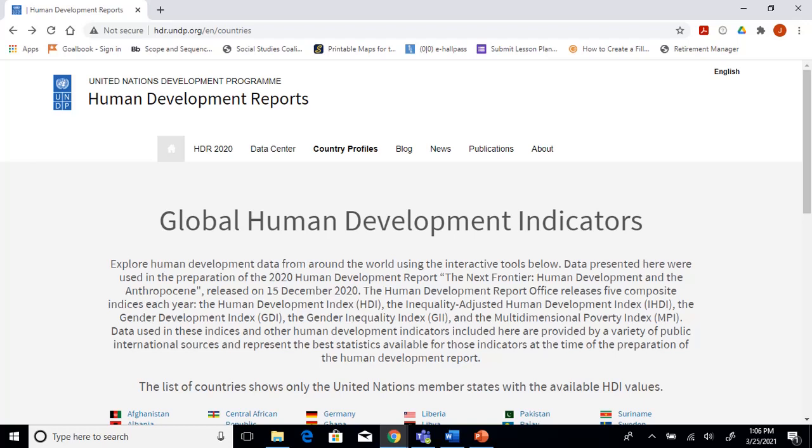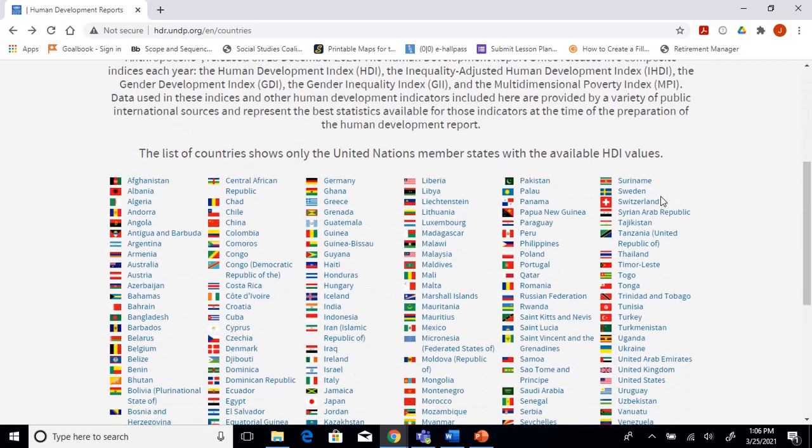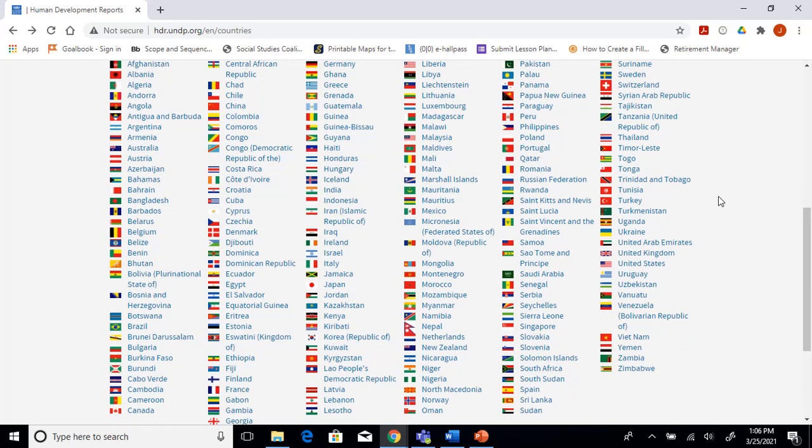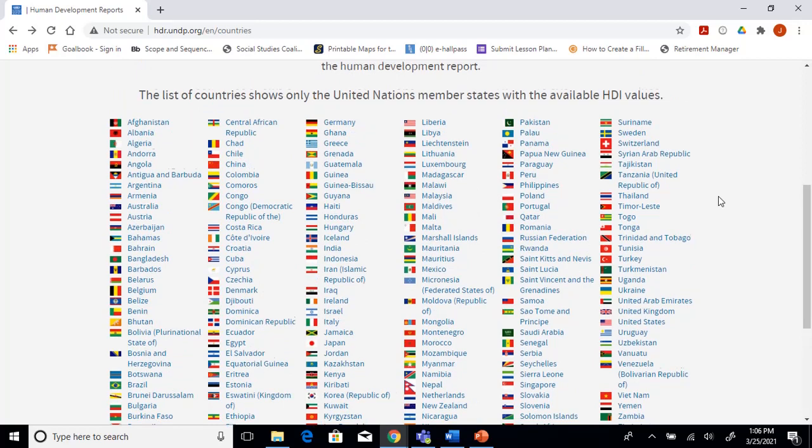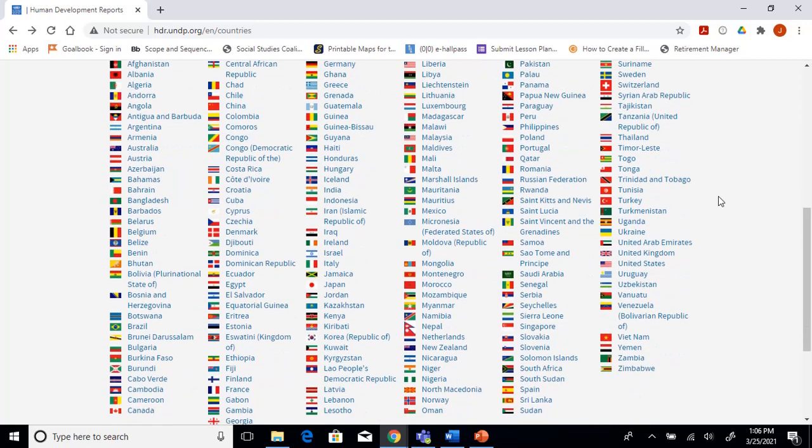Copy and paste the link into Google Chrome. It's going to take you here, the Human Development Reports. Now this is a list of all the countries, all the members of the United Nations that have available HDI, Human Development Index, information or values. And you can pick any country on this list that is in the continent of Asia. So you can do India, you can do China, you can do the Russian Federation, you can do Japan. Any country that is on this list that is in Asia, you can use for this project.